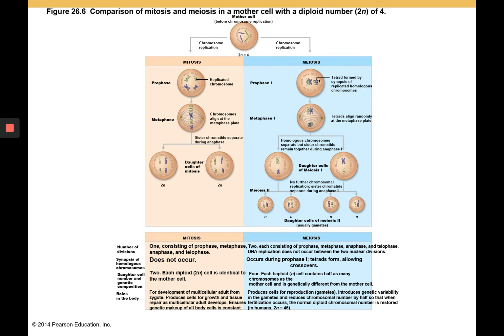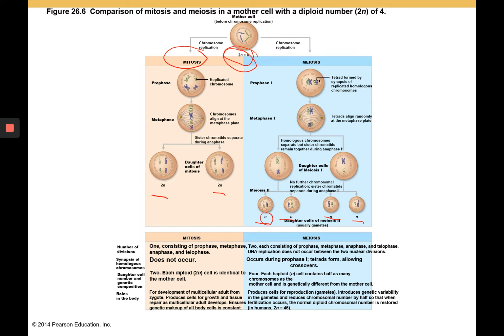Here we have a comparison of mitosis and meiosis. We can see that for mitosis, we get only 2 daughter cells, and they're both diploid just like the parent. For meiosis, after 2 rounds of cell division, we get 4 daughter cells, and they're all haploid, which is half the genetic material that we found in the mother cell. So we halve the DNA during meiosis. We do not do that in mitosis.